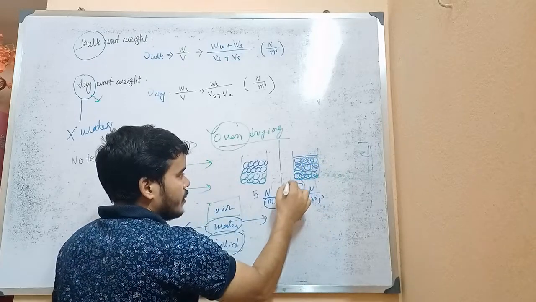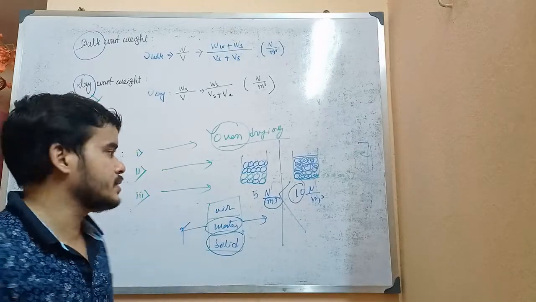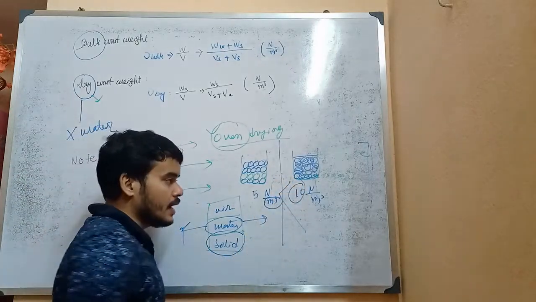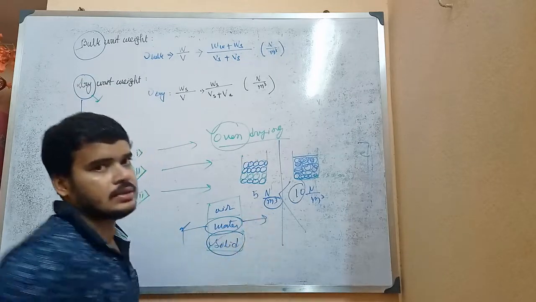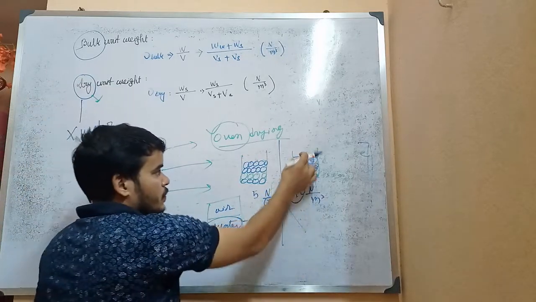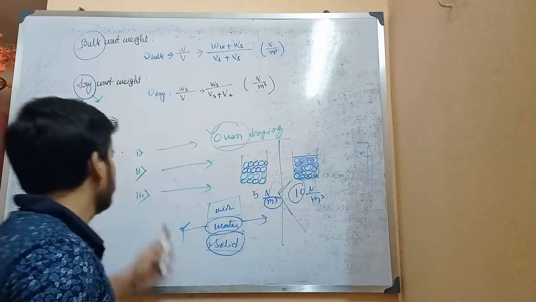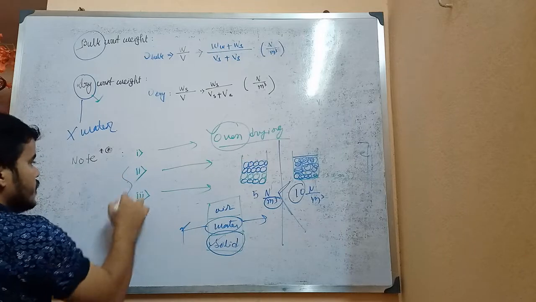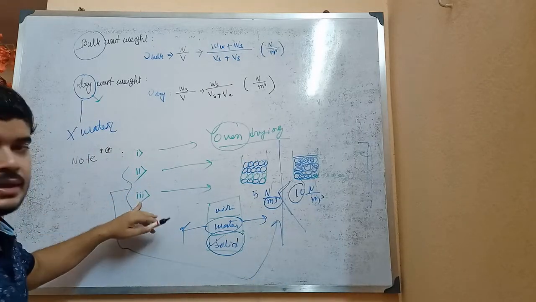So if gamma dry value is more, the soil will be more dense. And here we only deal with the solid particle, so the solid particles will be more dense if gamma dry value is more. So points 2 and 3 are described here. I think the whole three points are clear now.